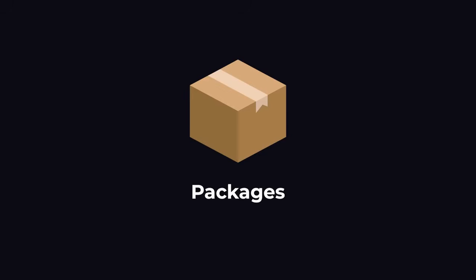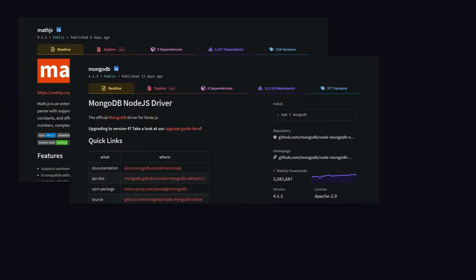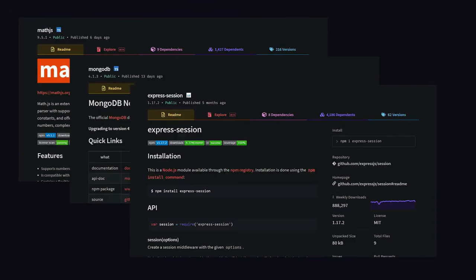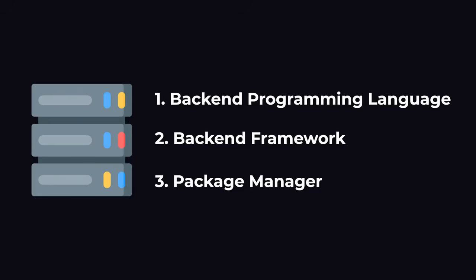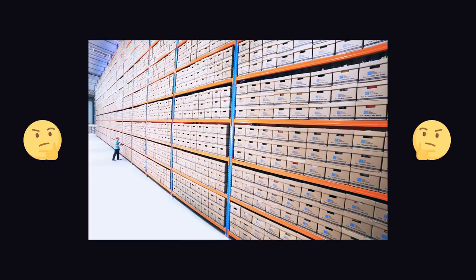In the backend, we also use a lot of code that other people have written, called packages, to do common tasks like doing calculations, talking to a database, and setting up user login and authentication. So we typically use a lot of packages in our backend, and in order to install and manage all these packages, we use something called a package manager. Each language has its own package manager. The most popular ones are npm for JavaScript, pip for Python, bundler for Ruby, and Maven for Java. These are the technologies we need to create our backend server.